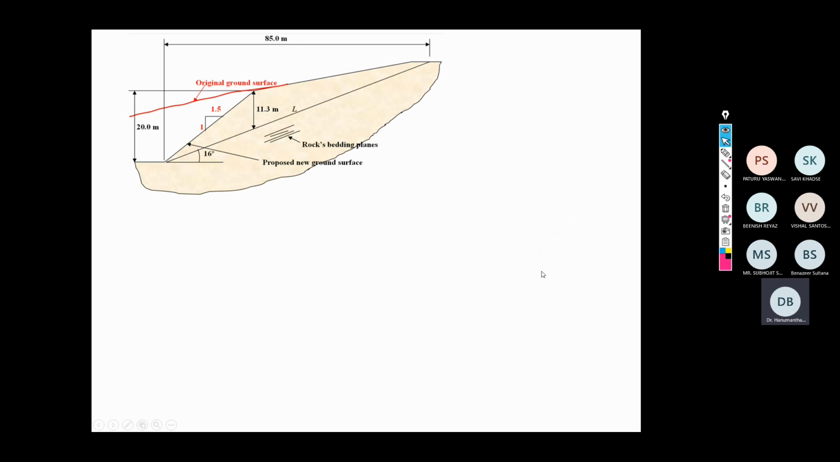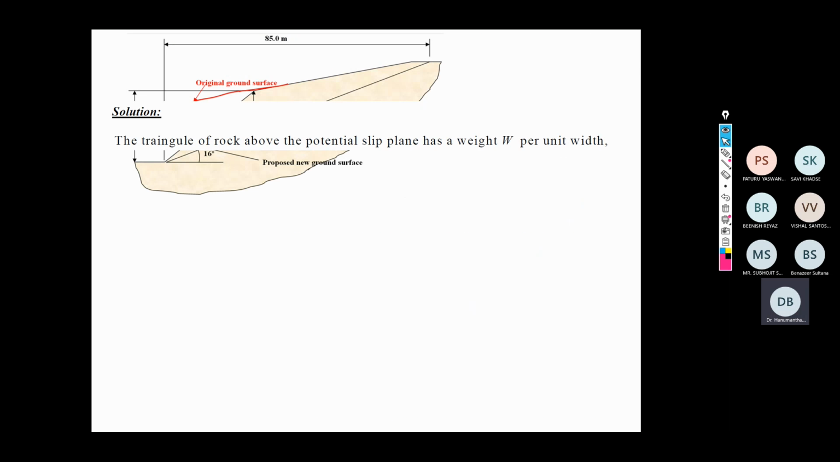Okay, so let me show the solution. First, the triangle of rock above the potential slip surface has a weight W per unit width. So that I told you. The same W is causing the driving moment. Therefore W can be calculated. This is an approximate solution, not exact.